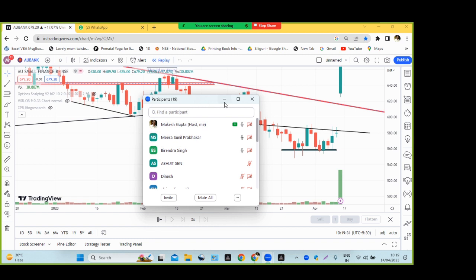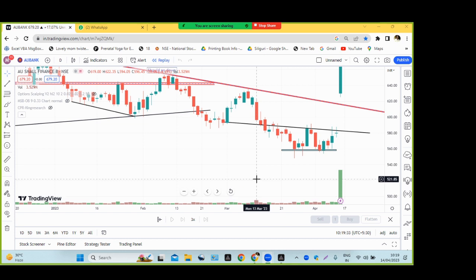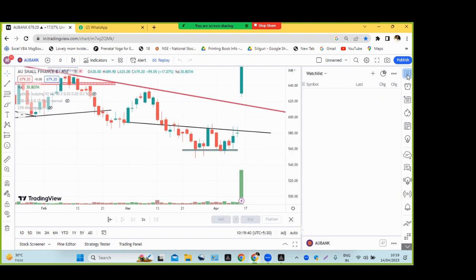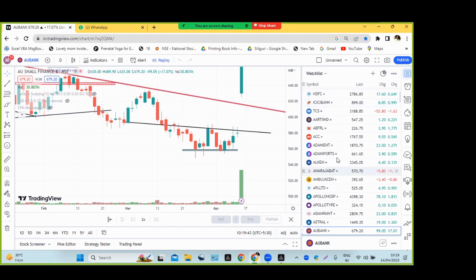Just one more question. How do you filter out stocks to check? Because there are thousands of stocks. Yeah, that is a very good question. See, to be very honest, I only have these stocks which are in F&O. These are the list I prepared once.